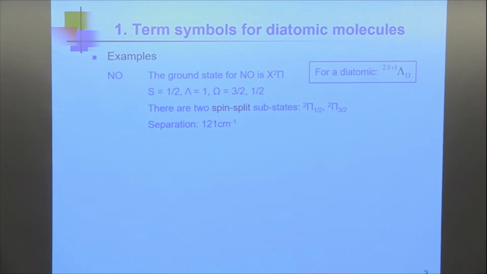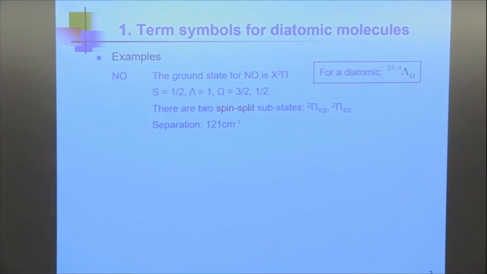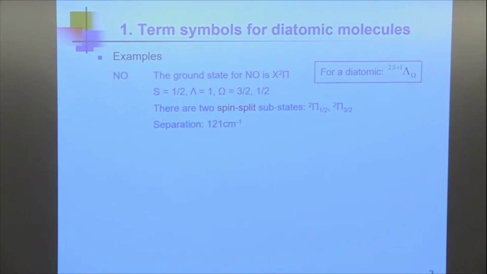So you get one vector and the other can either add or go opposite. That just means that nitric oxide in the ground electronic state X, there are actually two types of molecules: the omega equals 3 halves and the omega equals 1 half. What's the difference? The orientation of this spin. They're called spin split states because they have rather similar energies. These are like two separate molecules that are almost the same, but one of them has a spin that points in a different direction. And that makes a difference.